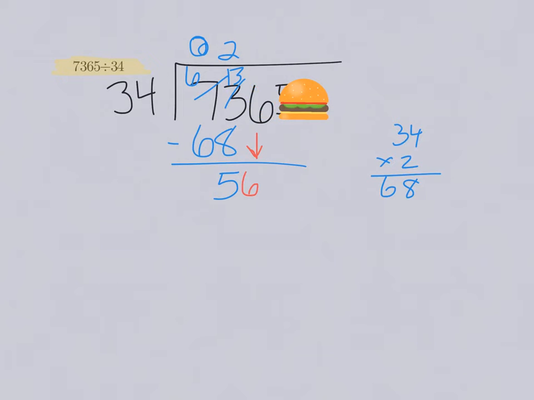Now, I know 34 can go into 56 one time, and I already did this math over here for 2 times, which is too much. So I know it's going to go 1 time. So right above the 6, I'm going to put that 1. I'm going to subtract 34. 6 minus 4 is 2. 5 minus 3 is 2.